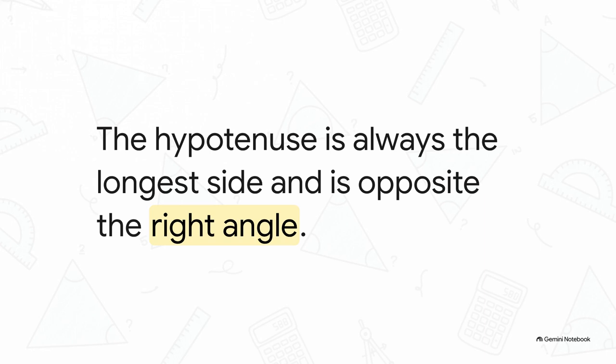Here's a pro tip for you. Before you write down a single number or equation, find that right angle, draw a visual line straight across the triangle, and label that opposite side c. Do that every time, and you'll be golden.